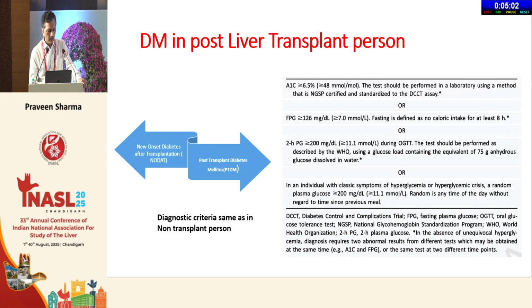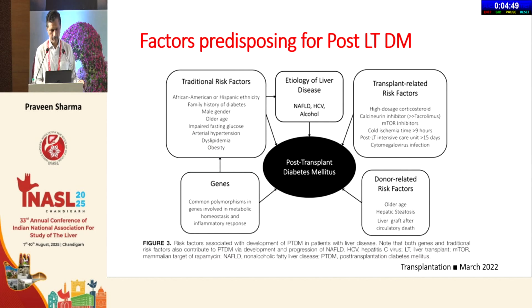Now, management of complications. Management of diabetes: initially we called it new onset diabetes after transplantation, but the term has now changed, and we use post-transplant diabetes mellitus. The diagnostic criteria remain the same as for a non-transplant candidate. What are the factors which predispose to diabetes? It's almost the same: if the etiology is HCV or alcohol, older age group, previous diabetes, hypertension, dyslipidemia. These factors predispose the patient to diabetes, and transplant-related risk factors are also there. We should always remember that there are certain factors which we can modify and certain factors which we cannot modify.